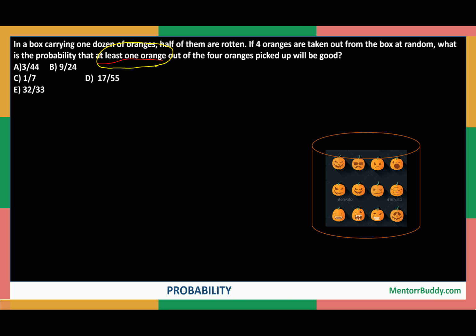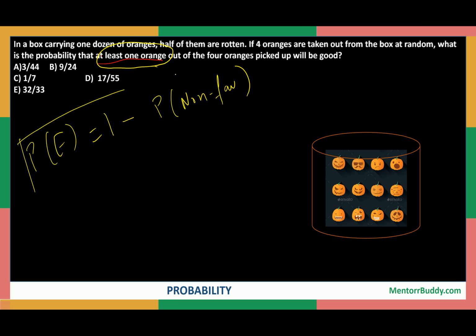We can find the probability of the non-favorable event, and if we subtract the non-favorable probability from 1, we will get our required favorable probability. That is, the probability of any event is equal to 1 minus the probability of the non-favorable event. This will always be useful. So the non-favorable event is that all 4 oranges are picked from the rotten ones.